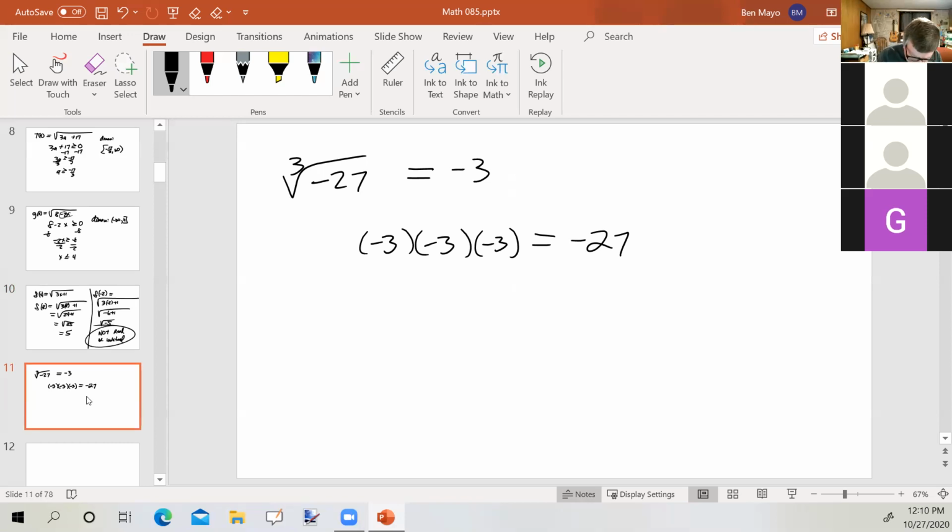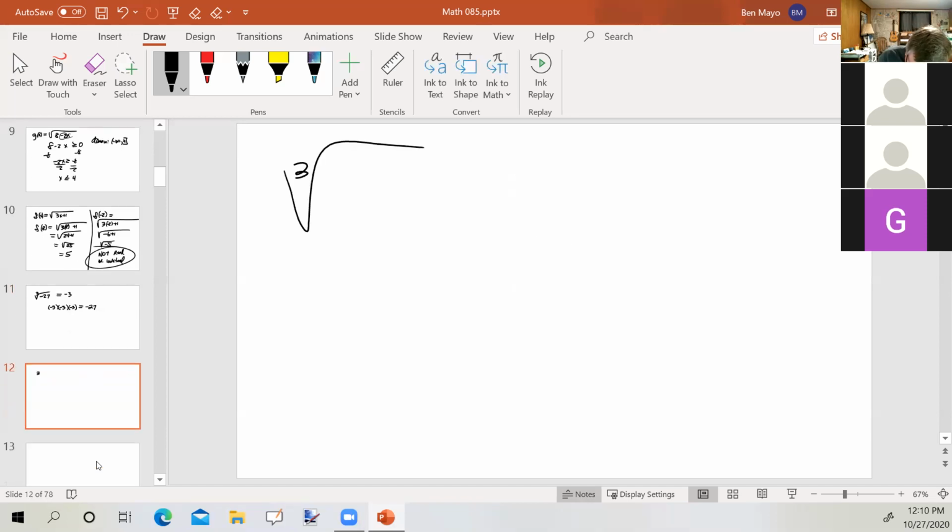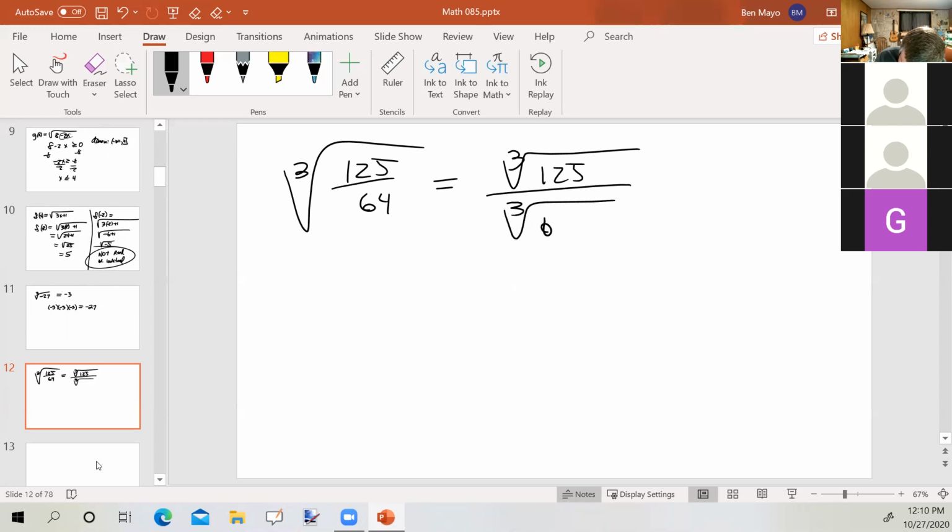Okay. How about this? The cube root of 125 over 64. We could separate that into the cube root of 125 over the cube root of 64. We could do the fraction in pieces. What's the cube root of 125? 5. Great. What's the cube root of 64? 4. Good job.